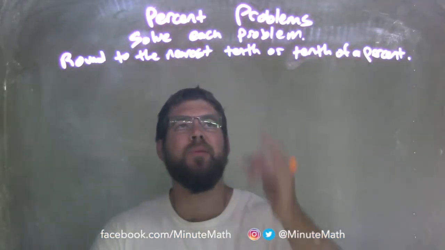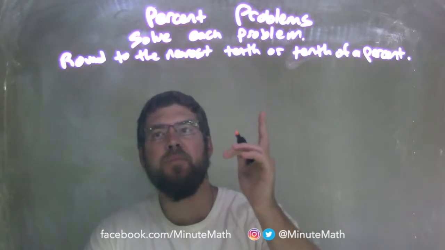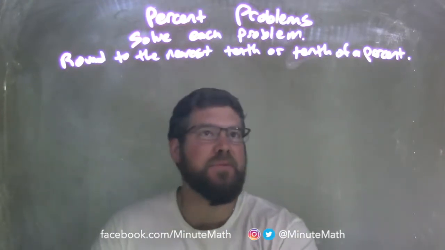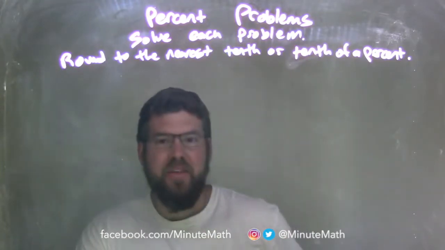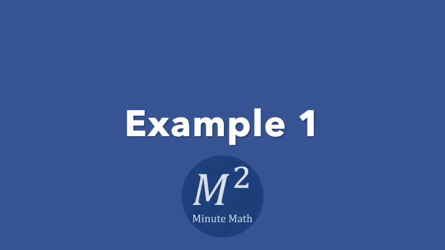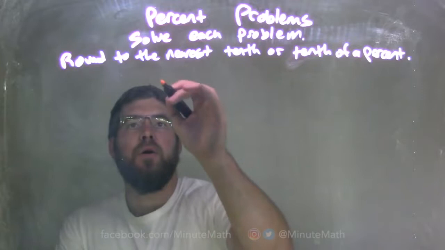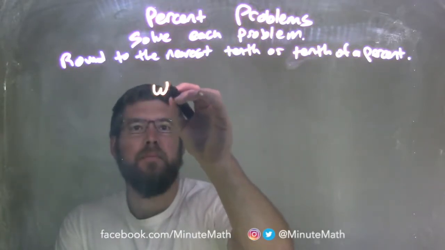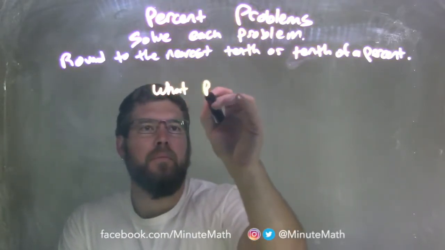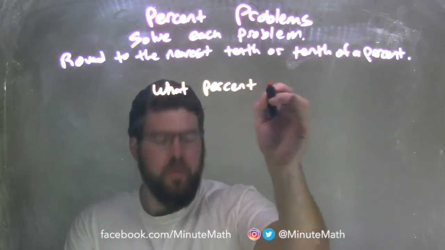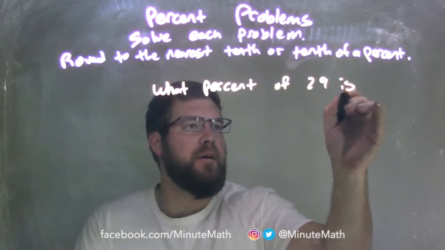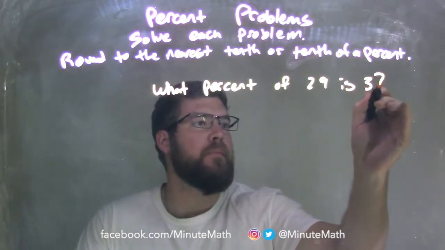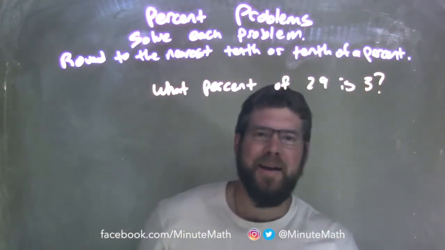And today we're going to learn about percent problems, and we're going to solve each problem rounded to the nearest tenth, or tenth of a percent. So if I was given this problem here: what percent of 29 is 3?